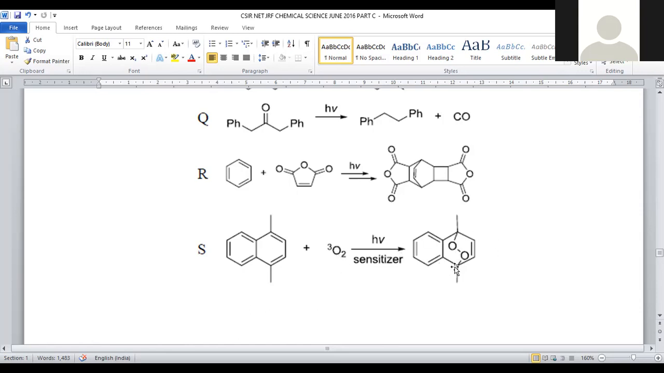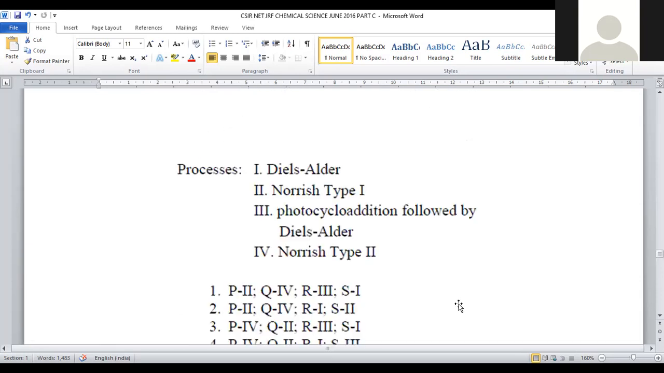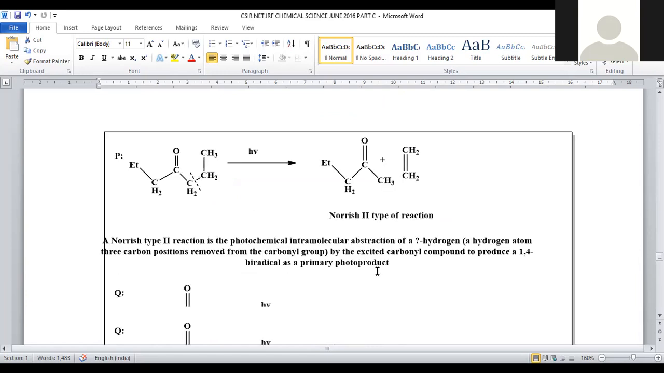So here oxygen will be added, and here the product will be generated. Obviously, it will be a Diels-Alder reaction. Now let us see what kind of reactions these are and what the names of the reactions are in all these. Here Norrish 1, photocycloaddition reaction, Diels-Alder, and Norrish 2 were given. Let us see which is the correct statement.